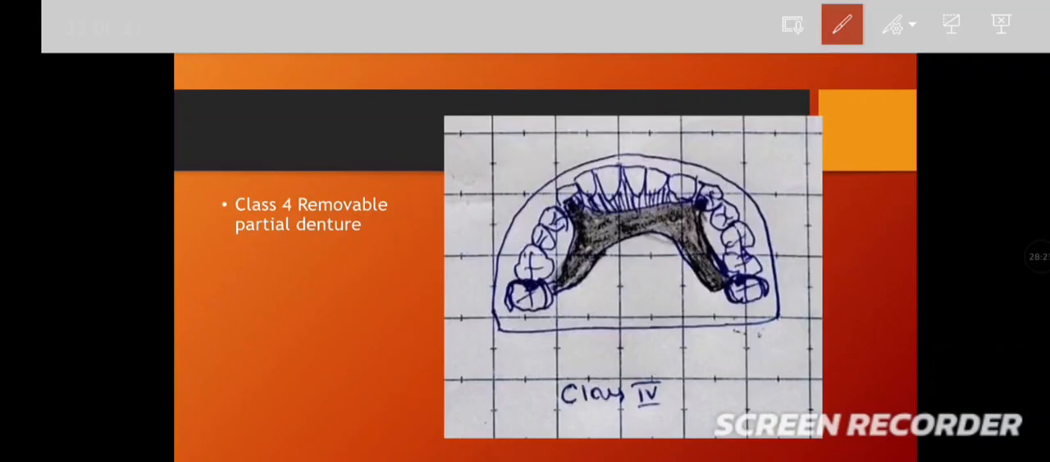Next, coming to the class 4 removable partial denture design. Here you can see all anterior 6 teeth will be missing and the direct retainer will be placed on a premolar adjacent to the edentulous space, and on the most posterior teeth you can give indirect retention, so the component will be stabilized. This is all about introduction and classification of removable partial denture.